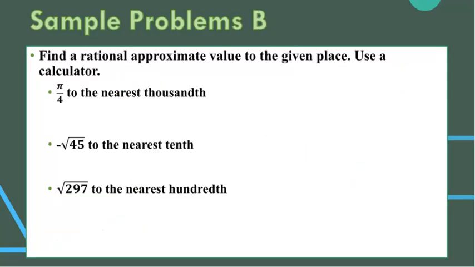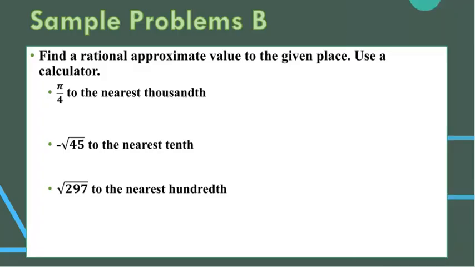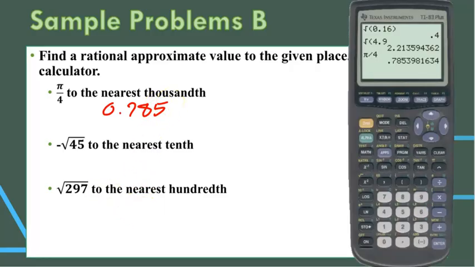The next part, we're going to find a rational approximate value to the given place, and we're going to use a calculator for this. So grab our calculators here. We're going to do pi divided by 4, and we're going to round it to the nearest thousandth. So that's 3 decimal places. That would be 0.785. Next, we have the negative square root of 45.